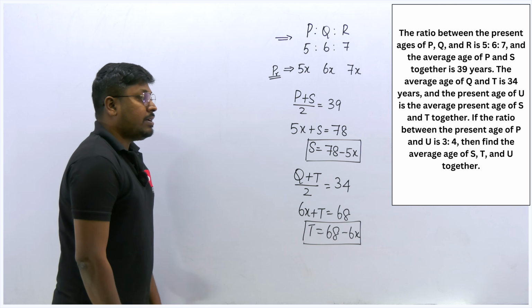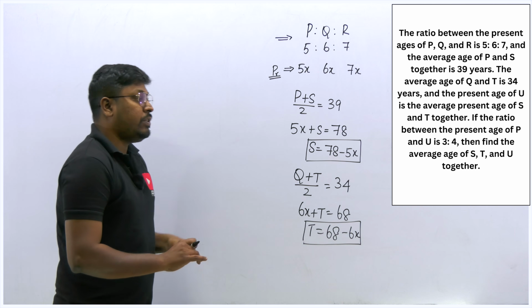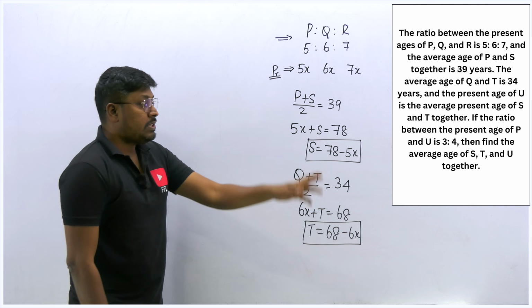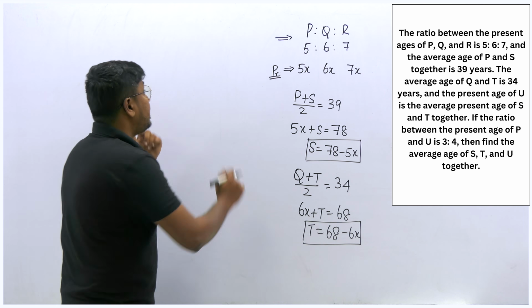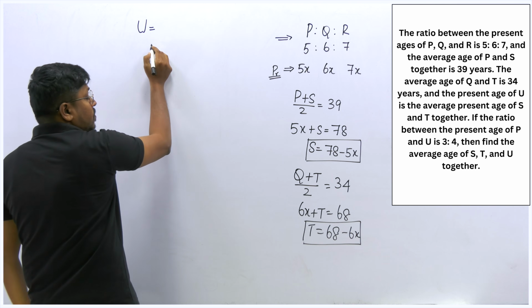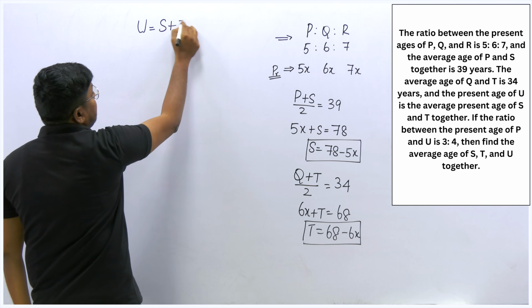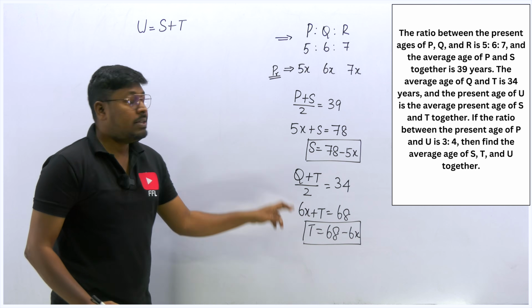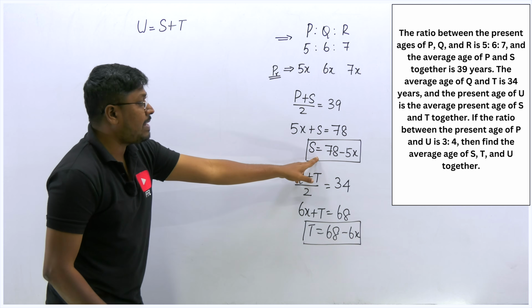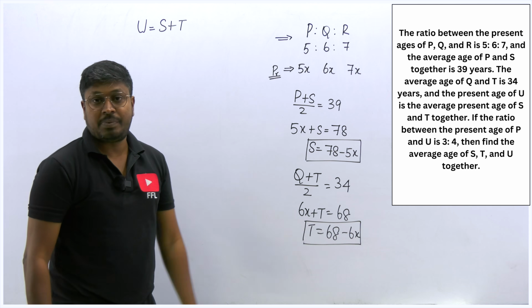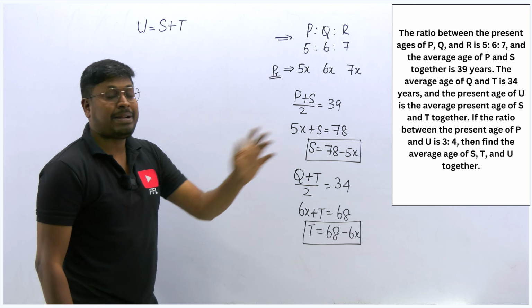Next point: the present age of U is the average present age of S and T together. What they are saying is the present age of U equals the average age of S and T. We already found both S and T values, so we can directly substitute 78 minus 5x instead of S, and 68 minus 6x instead of T. So that will be the value of the present age of U.